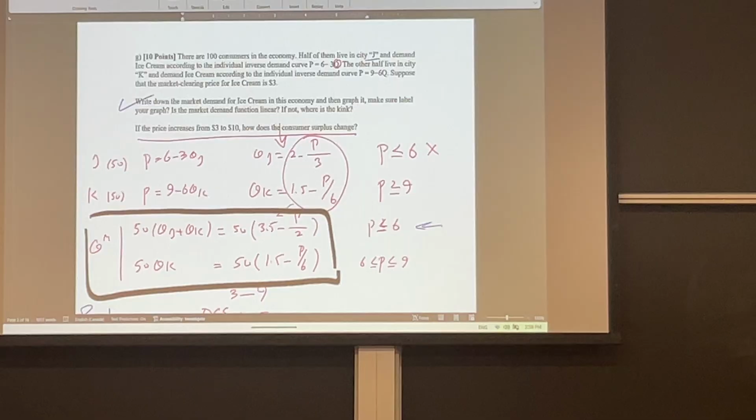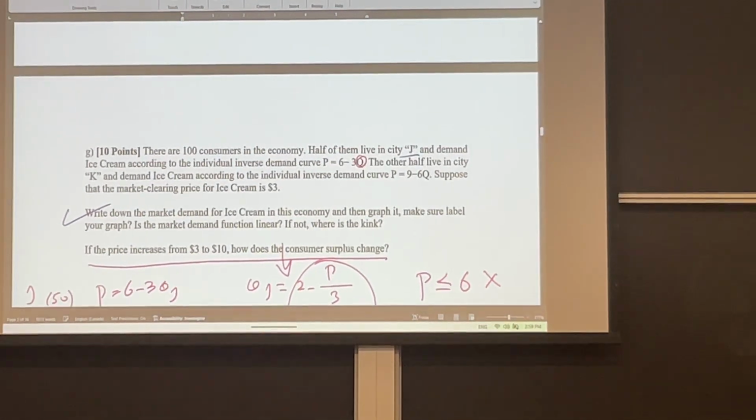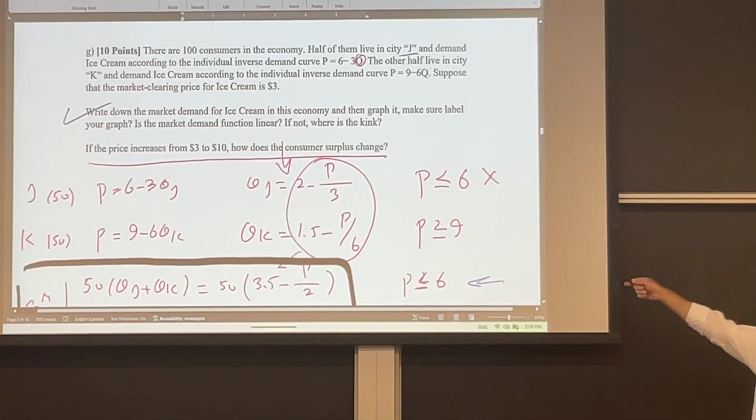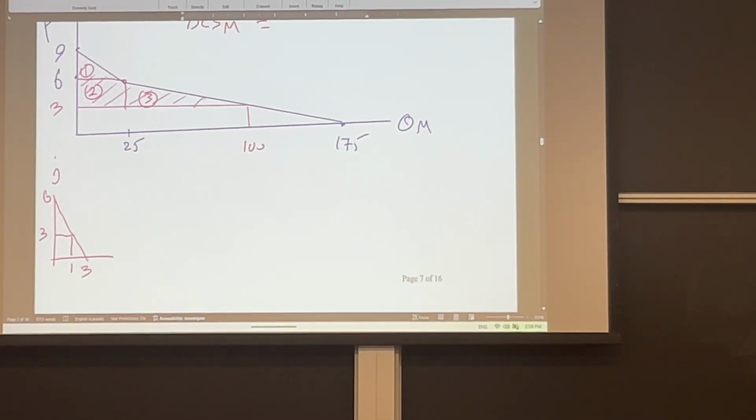That is 6, 3. When the price is 3, what's the demand for each individual in J? 1. This is 1. So the surplus when the price is 3 is this. That is 3 multiplied by 1 divided by 2. That's when the price is 3. When it goes to 10, all will be lost. The whole thing is gone.